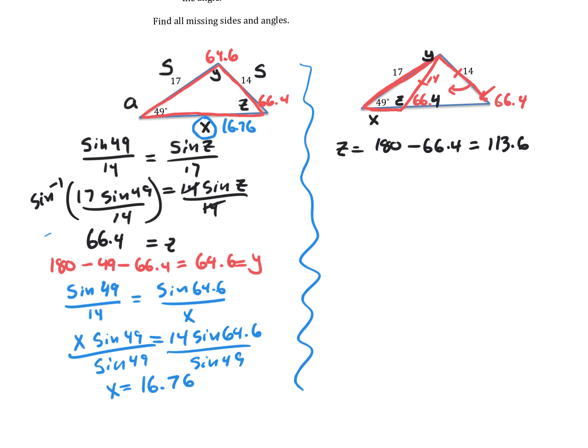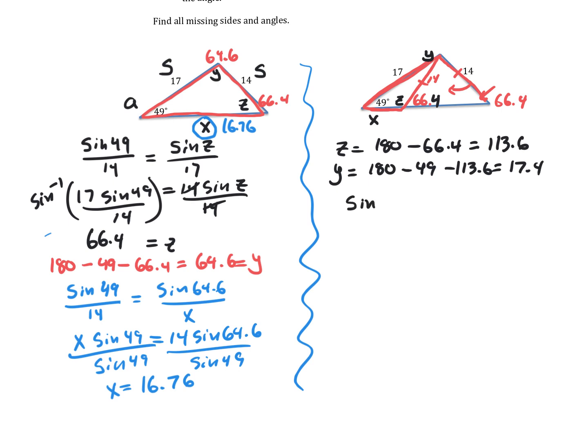If I know Z is 113.6, I can find Y by doing 180 minus 49 minus 113.6. And when I do that, I'm going to end up with 17.4. So I know Y is 17.4. Then the last thing I have to do is find X, and I'm going to use the law of sines to do that.